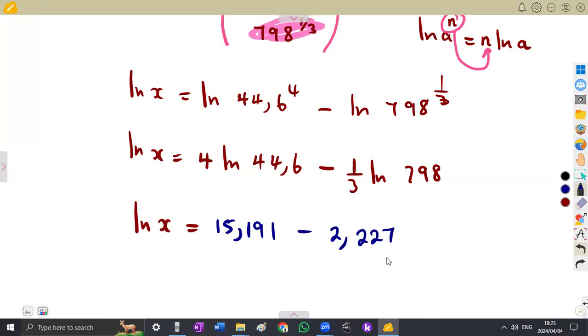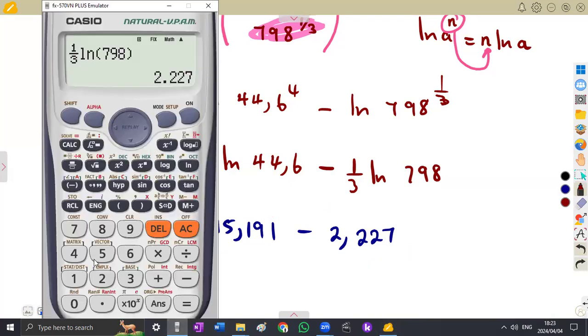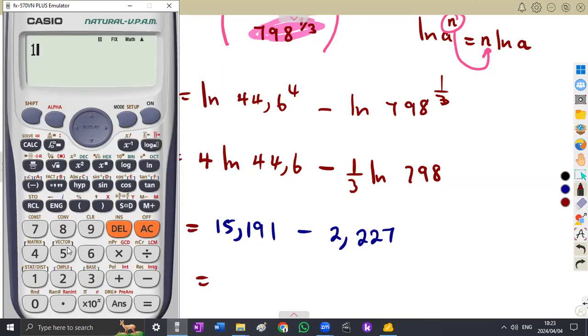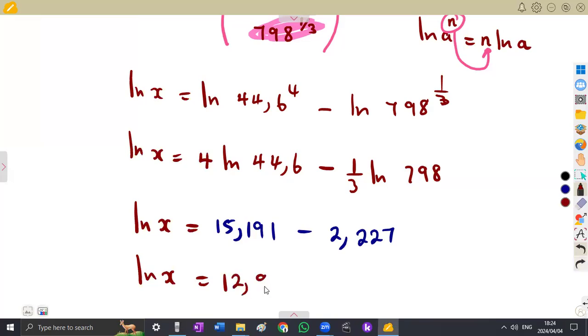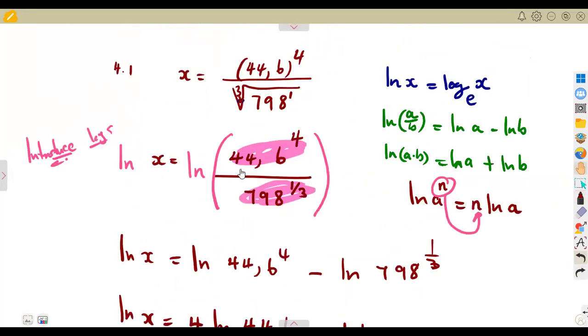So with this, we can subtract. The ln of x is going to be equal to, we simplify this on our calculator again, 15,191 minus 2,227, like this. As a decimal, that was going to be 12,964. So I want us to understand this, to find x, because what we need is to have x.